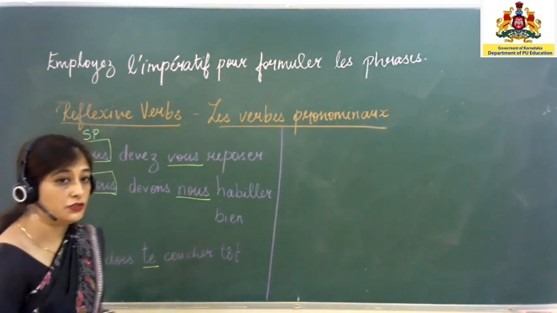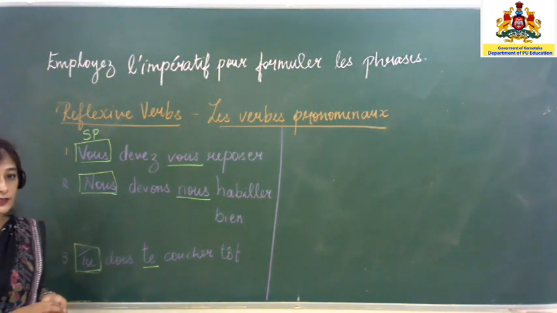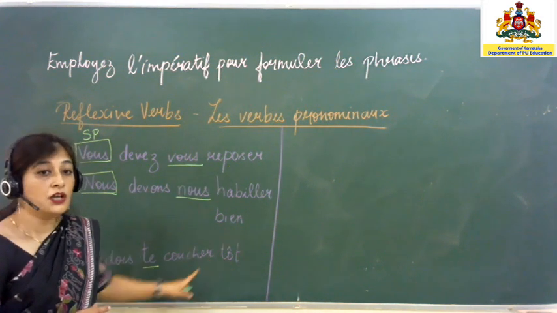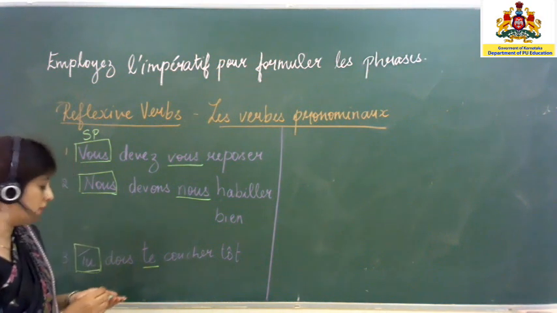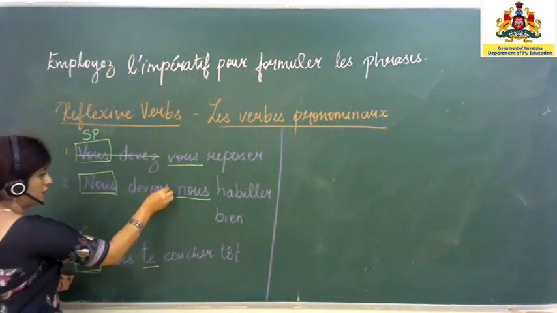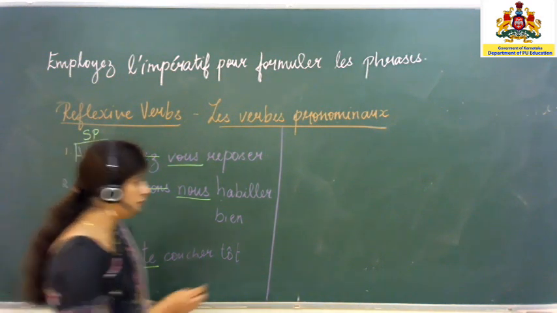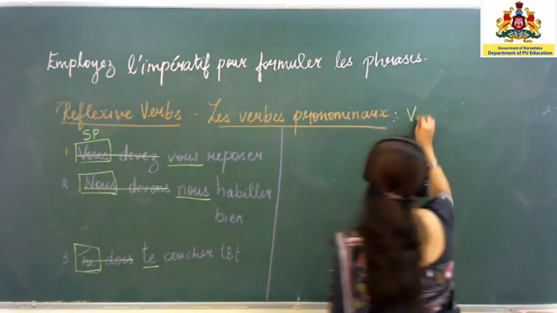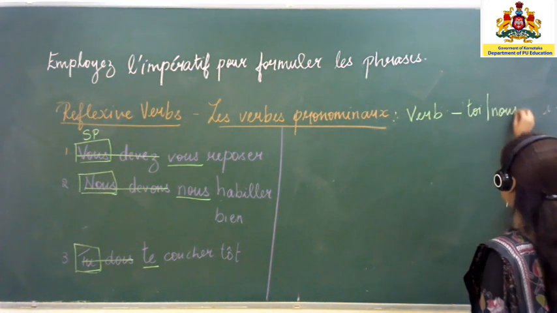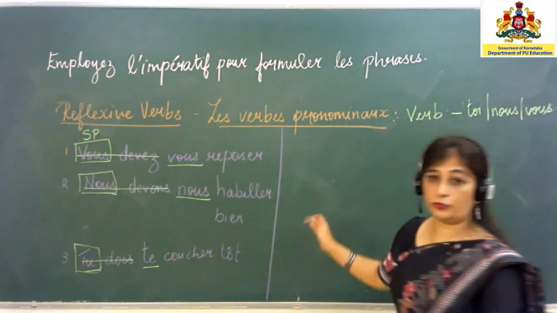Right. Now you are going to change this particular sentence from a normal sentence to an imperative sentence. So look for the unconjugated verb, which is reposer, habiller, and coucher. Fine. So you are going to change this sentence to the imperative. So what you have to do, you have to remove all that is given before the unconjugated verb. So all this will go. And now you will change it to the imperative. So it is going to be verb hyphen TOI or NOUS or VOUS. Fine. So over here, since it is vous, it's going to be VOUS.